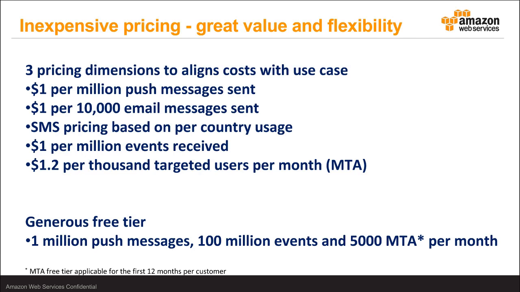And then on the top line, you have the three levels for messaging right now. So currently we support email, push, and SMS. Push is priced at $1 per million push messages. Email is priced at $1 per 10,000 email messages. And SMS is priced based on the country that you're sending the messages to. And we support over 200 countries across the globe for our SMS program. And at the bottom, you can see the free tier that we support. We support 1 million push messages, 100 million events, and 5,000 MTA per month under our free tier.